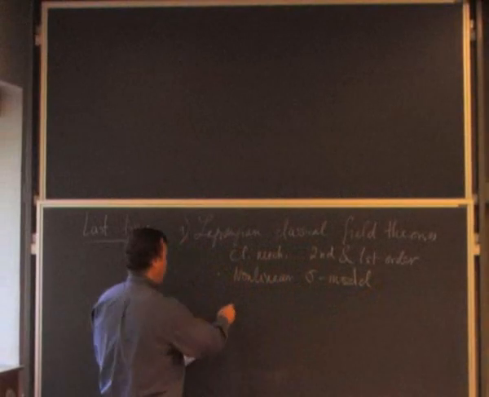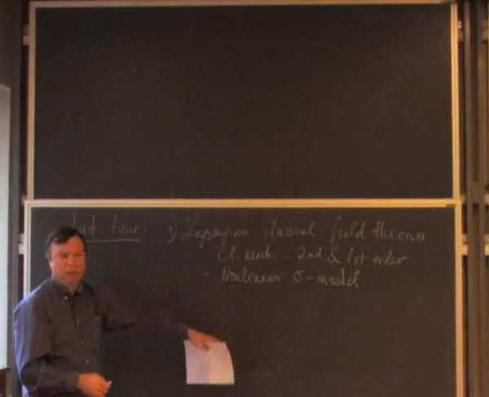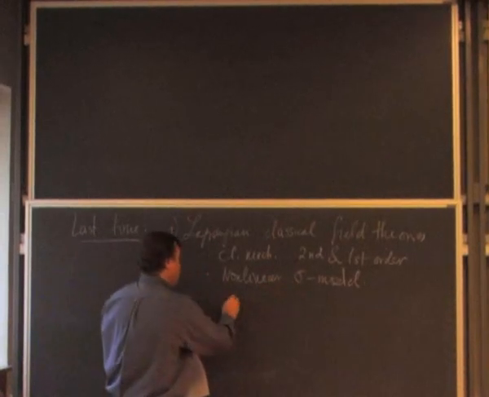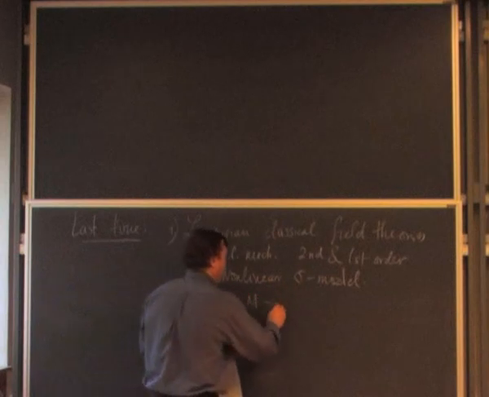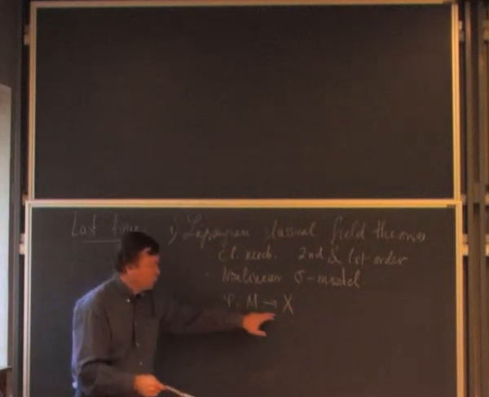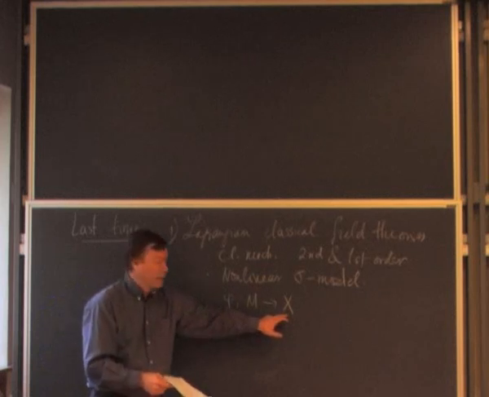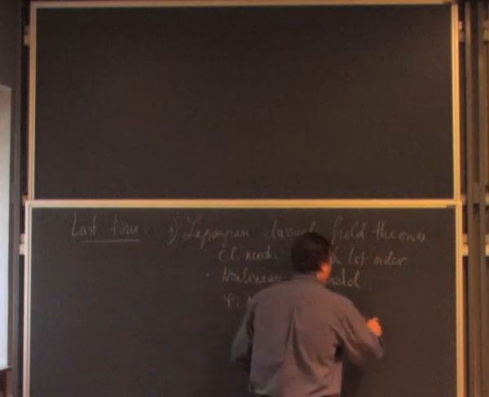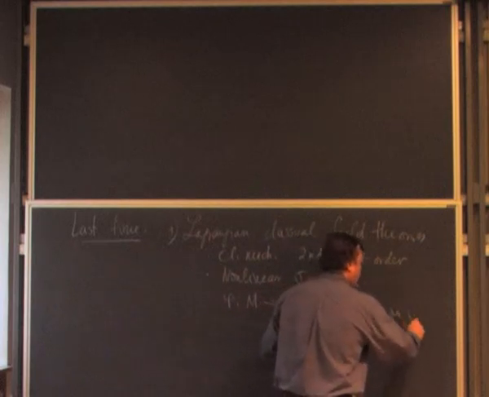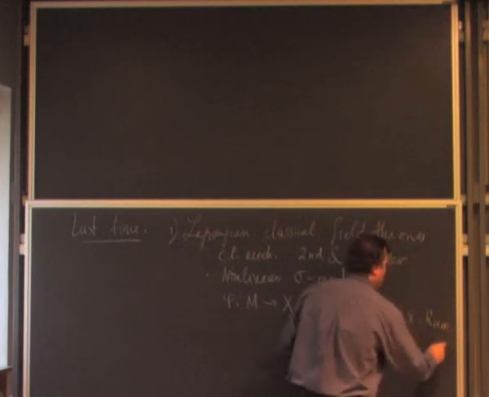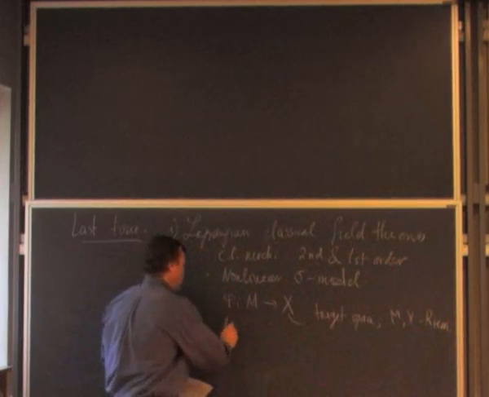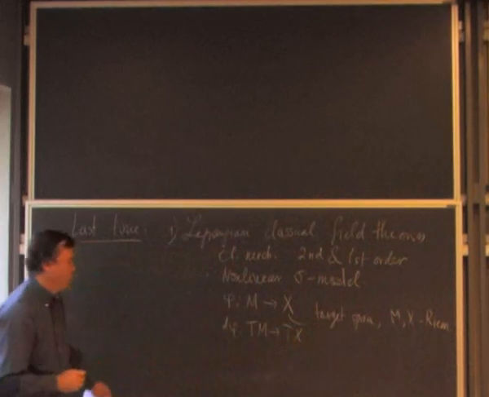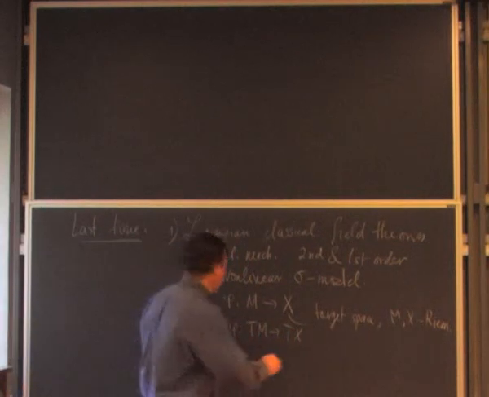Since I've mainly focused on the scalar field, let me repeat how it works for general X. In this case, fields are maps from M to X, where X is called the target space. Both M and X are Riemannian. So dφ maps the tangent bundle of M to the tangent bundle of X.